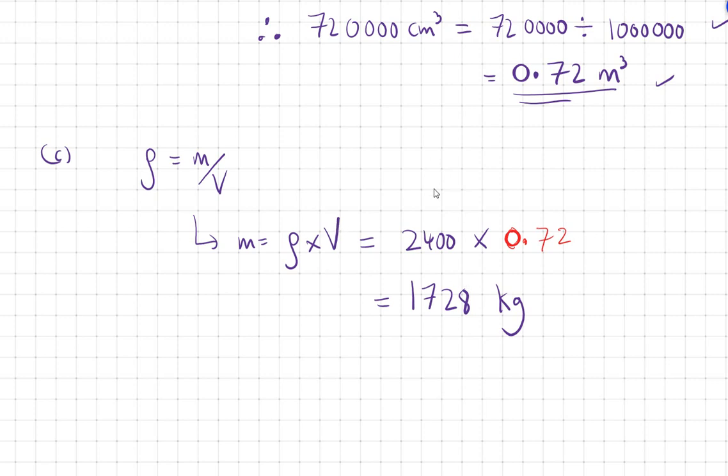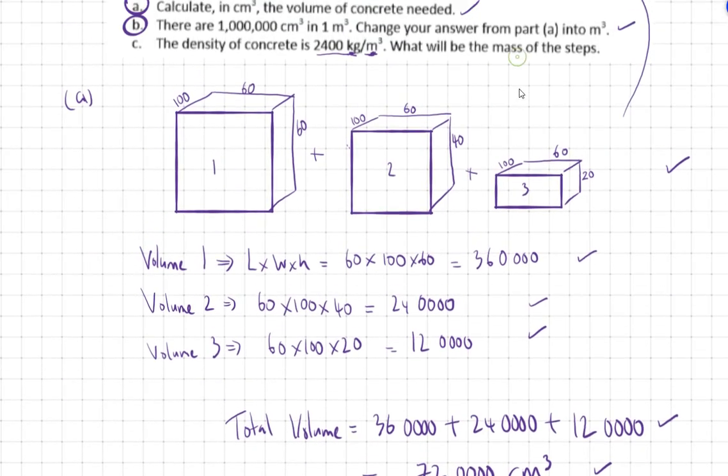How do we know it's in kilograms? Because look at the units. The units here say kilograms and meters cubed. Meters cubed is for the volume, so therefore it is kilograms. So that is our tick over here.